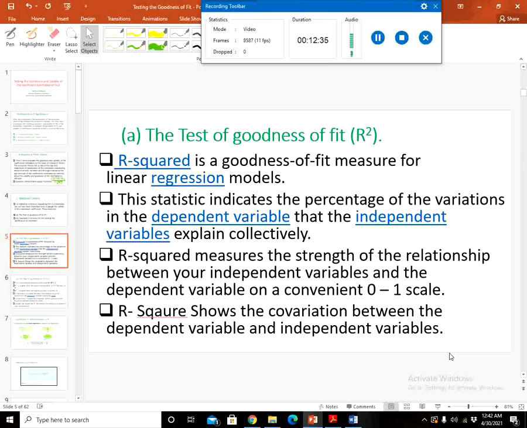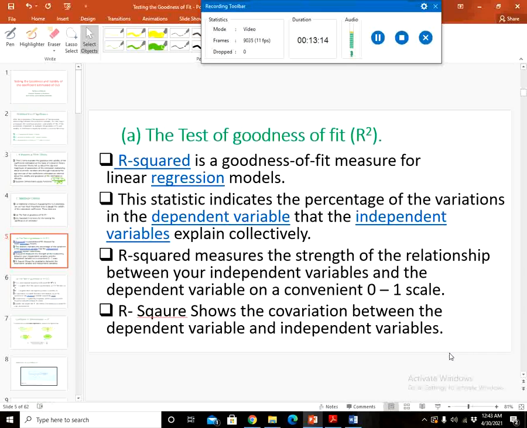The higher the percentage of the variation that is explained by the independent variables, the higher will be the R square, and the model will be a good fit. The lower the variation that is explained by the independent variables and the model, the lower will be the R square, and the looser will be the fit of the model. So the R square shows the proportion of total variation that is explained by the model.